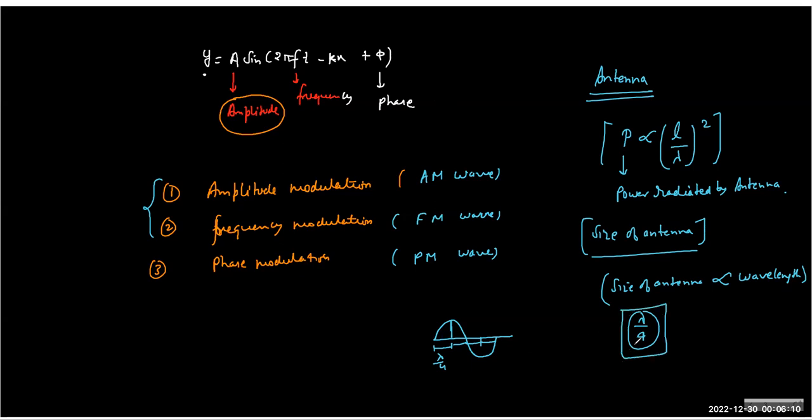So the minimum size of the antenna is always lambda by 4. And because the size is lambda by 4, a larger lambda will force you to use a larger antenna, which is difficult to construct. So it is like an infrastructure issue, or you can say an economical issue. So also the low frequencies are not preferable in order to transmit.